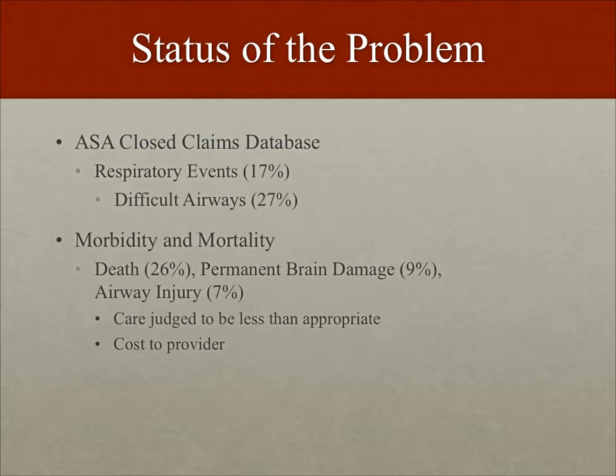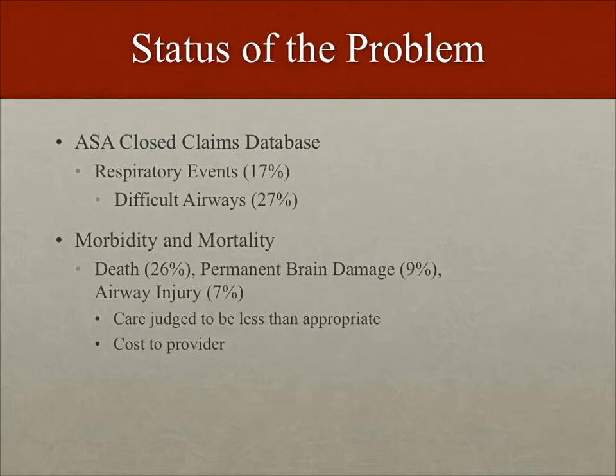Data collected from 1990 to 2007 show that some of the most common damaging events due to anesthesia were respiratory in nature. Of these, 27% were related to difficult airways. These types of events have the potential to lead to substantial morbidity and mortality. Some of the most serious outcomes observed from these data were death, permanent brain damage, and airway injury. In nearly half of the difficult airway claims, care was judged to be less than appropriate, and payment had to be made in more than half of the cases.